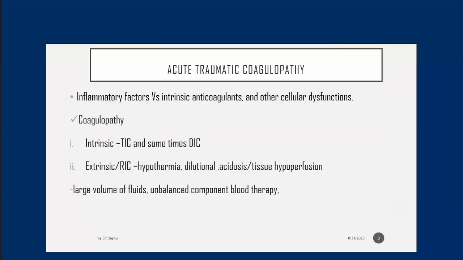And coming to one of the deadliest types of trauma, acute traumatic coagulopathy. This is a complex interaction of inflammatory factors versus the intrinsic anticoagulant system and other functions. Generally, coagulopathy can be classified into two. One is the trauma-induced coagulopathy, which some simply call trauma coagulopathy.